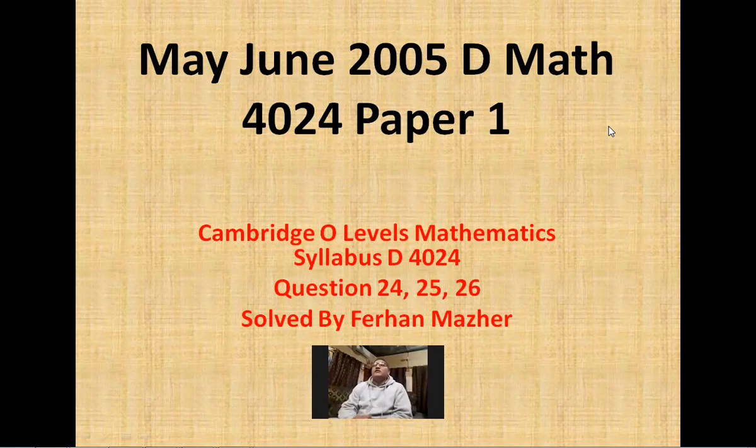And right now, I am with the 11th Cambridge class. We are working on the subject D Maths 4024. Today, we have set our hearts to solve paper one. We have selected May June 2005 paper one, and this is the second lecture on this paper.